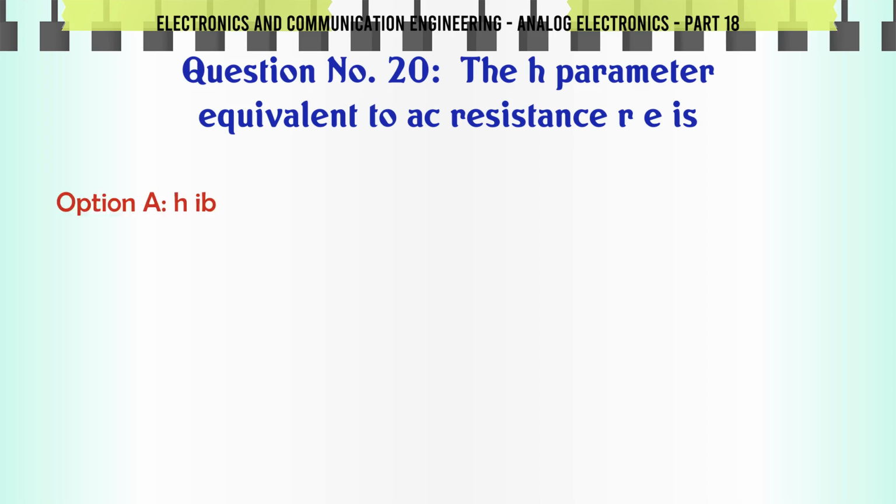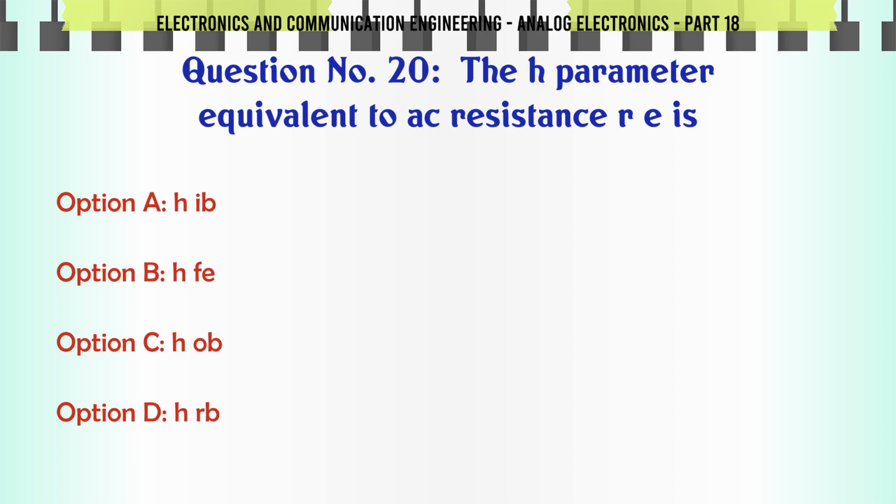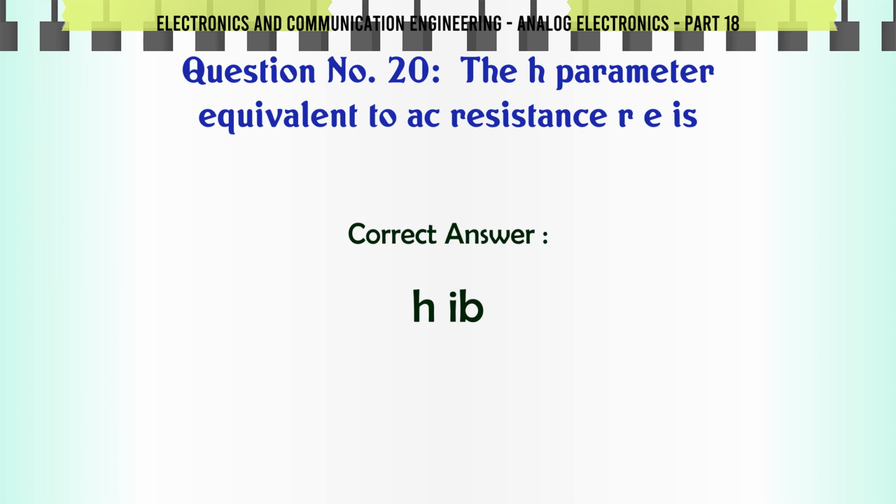The h parameter equivalent to AC resistance re is A. hib, B. hfb, C. hob, D. hrb. The correct answer is hib.